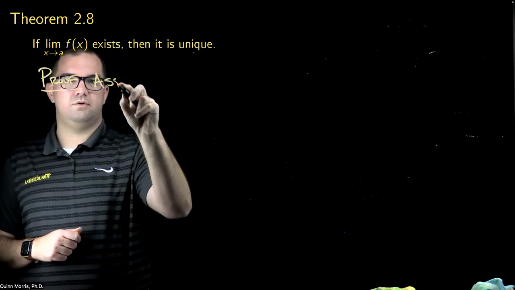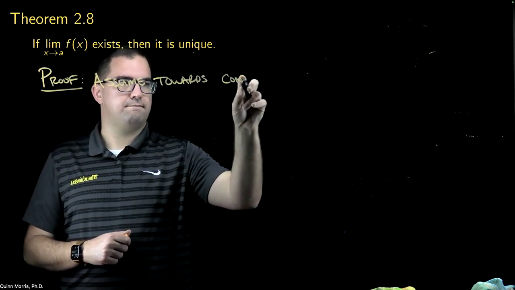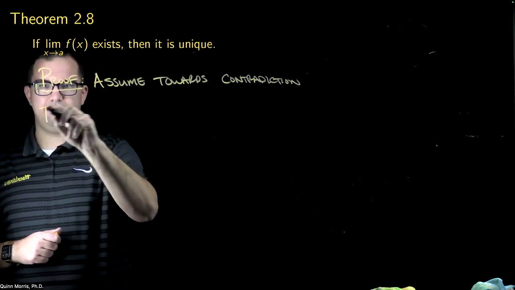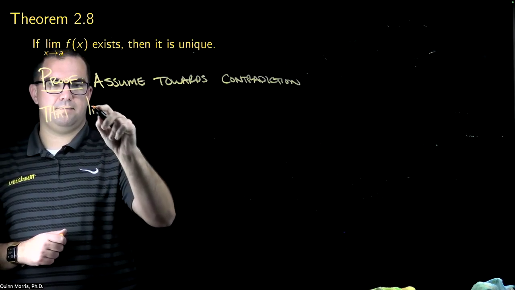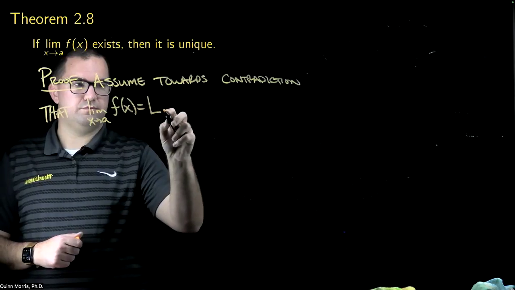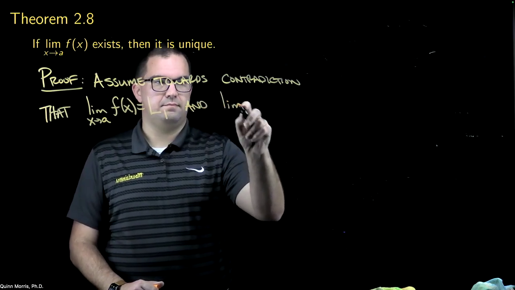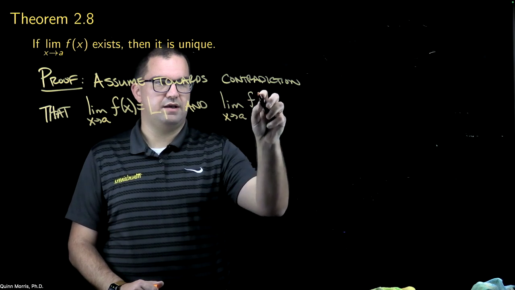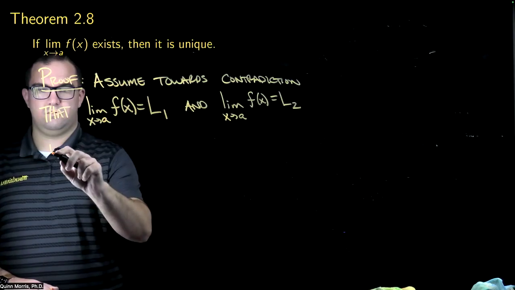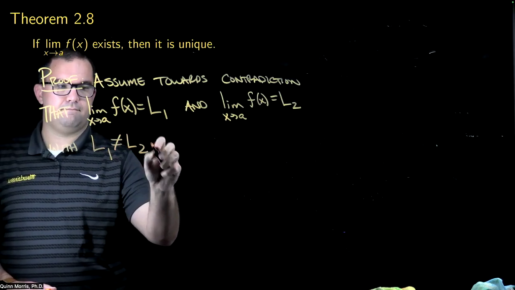So assume towards contradiction that the limit as x approaches a of f of x is equal to some number L1, and the limit as x approaches a of f of x is equal to some other number L2, where L1 and L2, I'm assuming, are not equal.